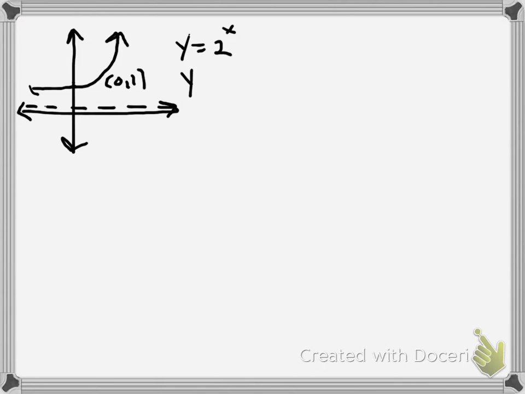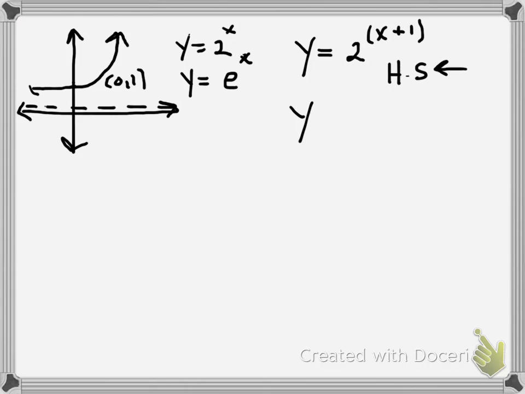It could be y equals e to the x, etc. Then I can transform these. If I take that graph and I change it by putting a number in parentheses with the exponent, this is a horizontal shift left. So the point would move, but the horizontal asymptote would stay the same.